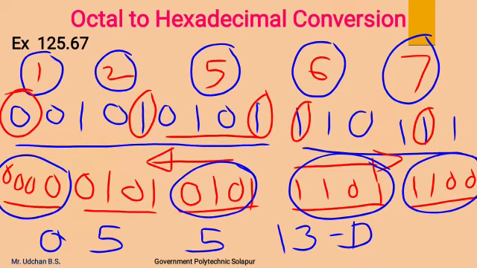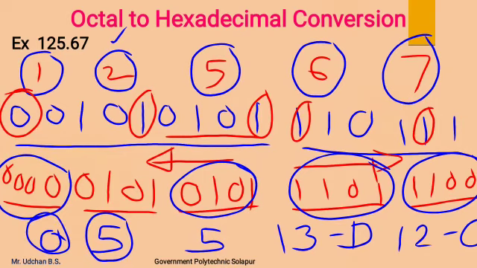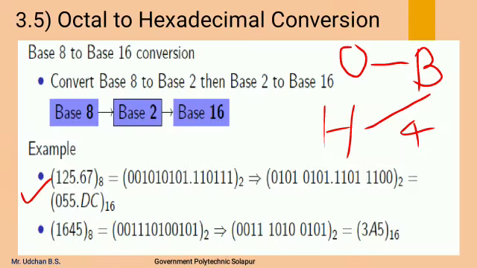This group will give you 12 as a hexadecimal number, which can be represented as a C. So for 125.67 we get the equivalent hexadecimal number as 055.DC. This is how we can get the answer as 055.DC. This you can try on your own.